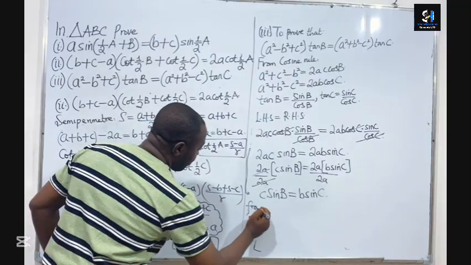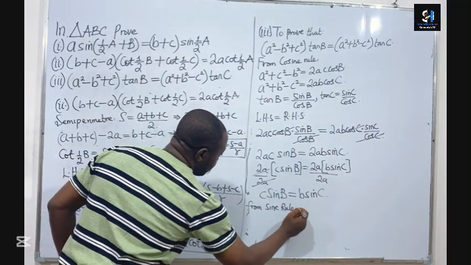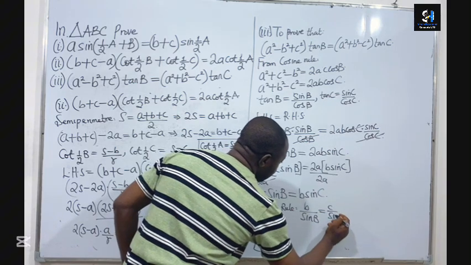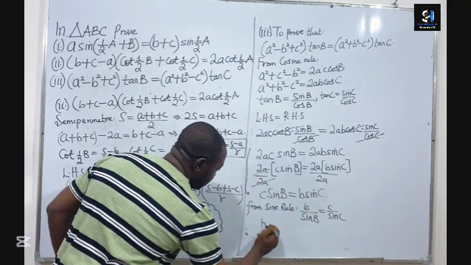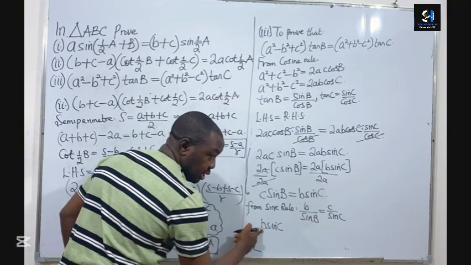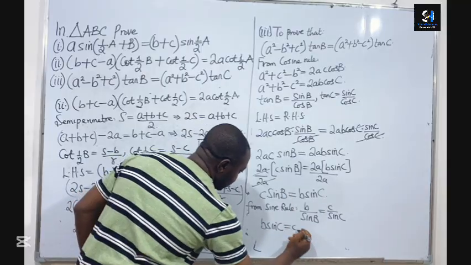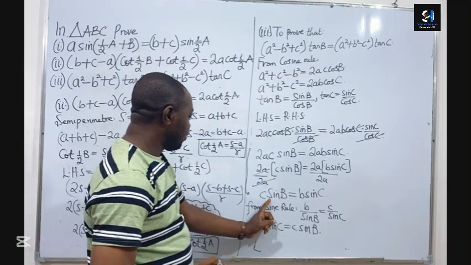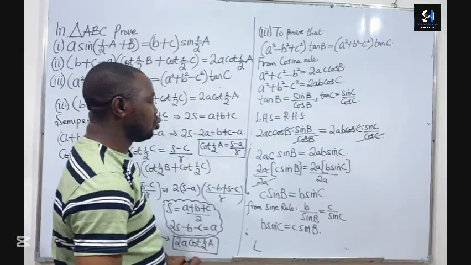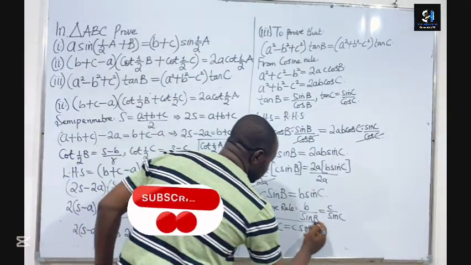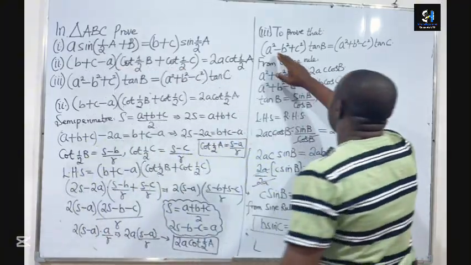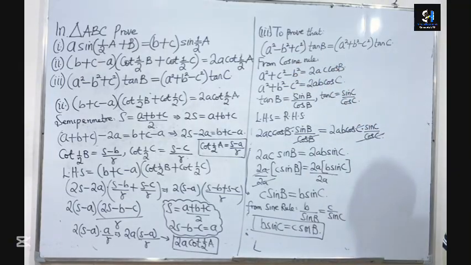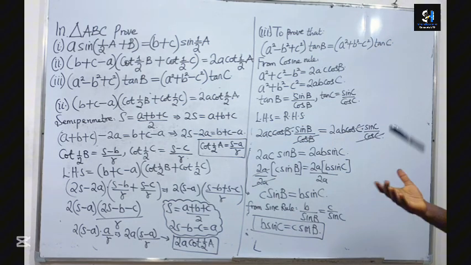Now we know that from the sine rule, if I have b over sine B equals c over sine C, if you cross multiply, this will be b sine C, that is lowercase b, sine uppercase C, then lowercase c multiplied by sine B. So which means that from what we have here, c sine B is equal to b sine C. And this is how to prove that the product of a squared minus b squared plus c squared and tan B is equal to a squared plus b squared minus c squared and tan C.